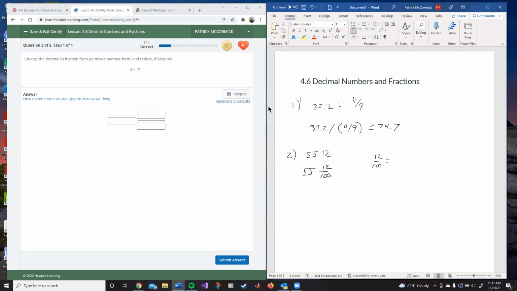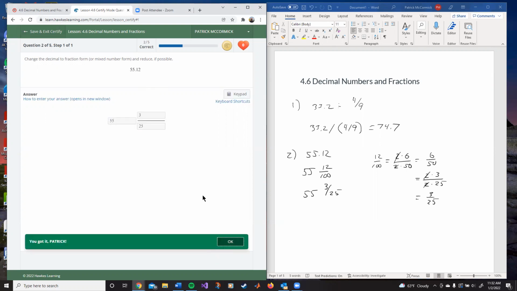That's the same as, well, I know 2 goes into both of them. So 2 times 6 over 2 times 50. So that's 6 over 50. And it looks like 2 goes into it again. 2 times 3 over 2 times 25. So 3 over 25. So this is 55 and 3/25. 55 and 3 over 25.